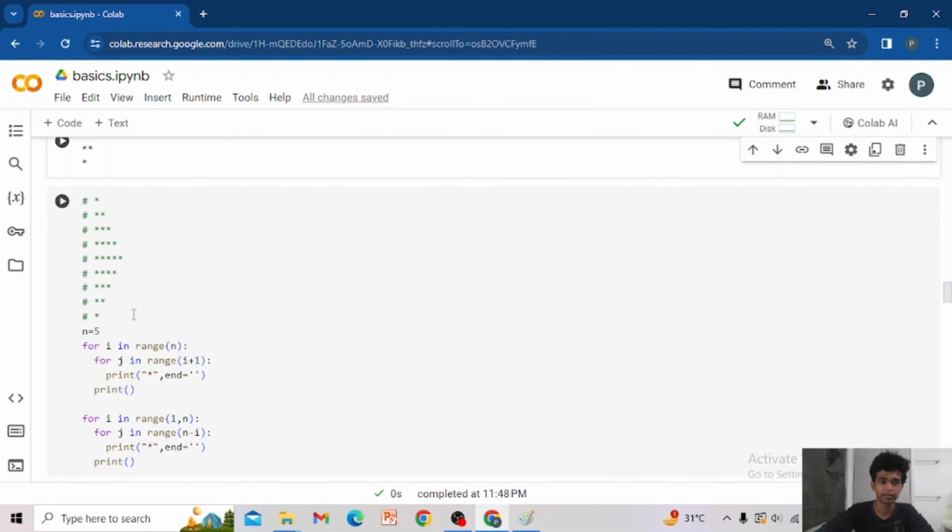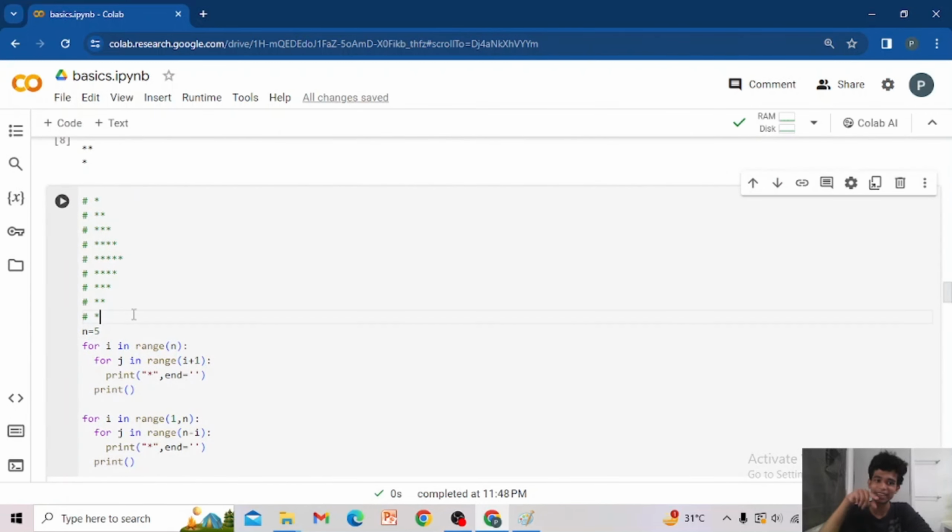So this is the pattern. Observe carefully. In this pattern, I can say up to this line it is the first pattern, and up to this it is the second pattern for n minus 1. Cool. So by combining the first pattern and the second pattern, I can create this pattern. See here, whenever n is equal to 5, I want to print this pattern.